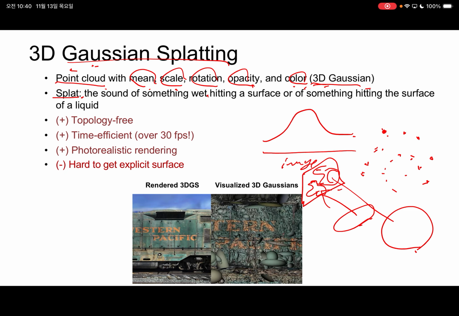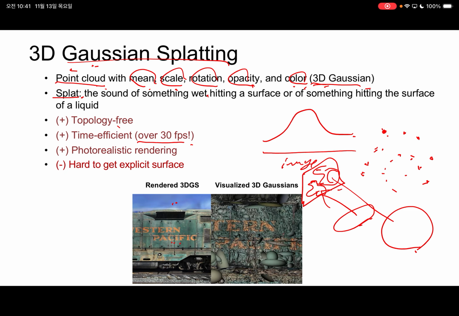And it is topology free. Basically it's based on a point cloud, so it is not a mesh, so it is topology free. Theoretically it can represent anything. And it is time efficient, very, very fast, over 30 frames per second. Some works reach over 100 frames per second. So we can finally achieve real-time rendering speed. And it is photorealistic; as you can see, this image rendered from 3D Gaussian splatting is quite good, right?